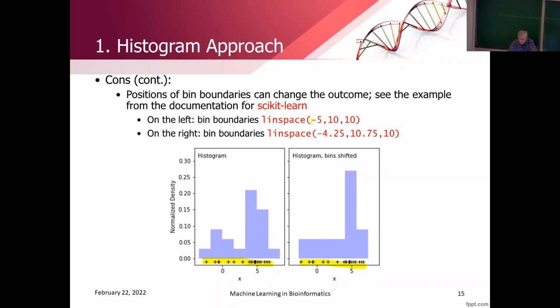The borders of the bins are on the left. There are 10 bins on the interval, regularly spread on the interval -5, 10. And on the right picture, it's the interval of the same length between -4.25 and 10.75, and also divided into 10 bins. But the picture is very different. So we just moved the boundaries by 0.75.